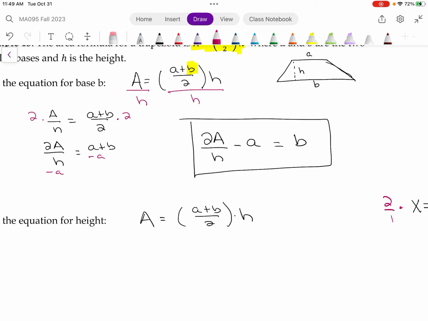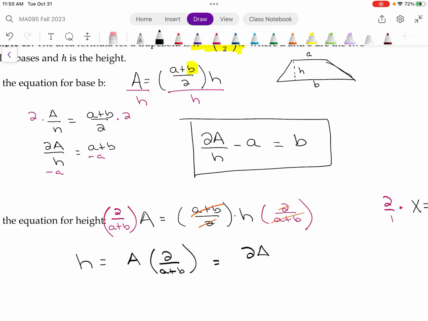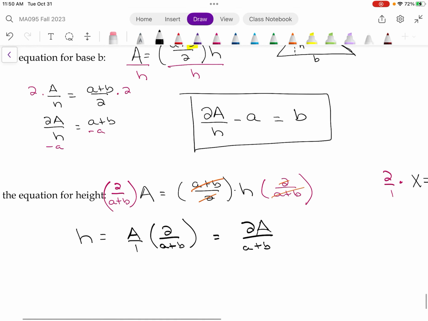So let's think about that. What if we multiplied both sides by 2 over A plus B? It's the reciprocal, so everything cancels. All right, so now let's show it cancels. The 2's cancel, the A plus B cancels. And I'm left with H equals A times 2 over A plus B. And another way to write that would be 2A over A plus B, because remember, A is just over 1. All right, so that's our final formula for that one.